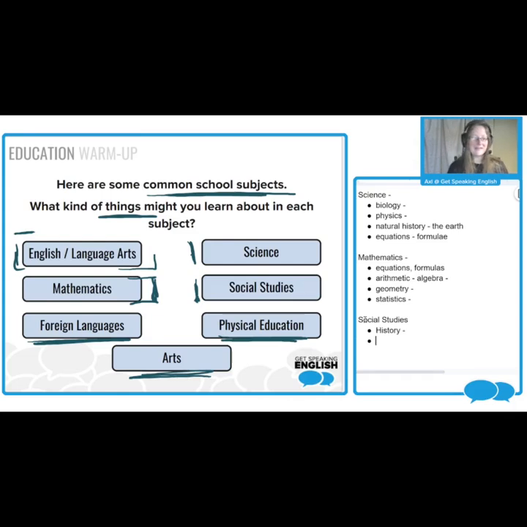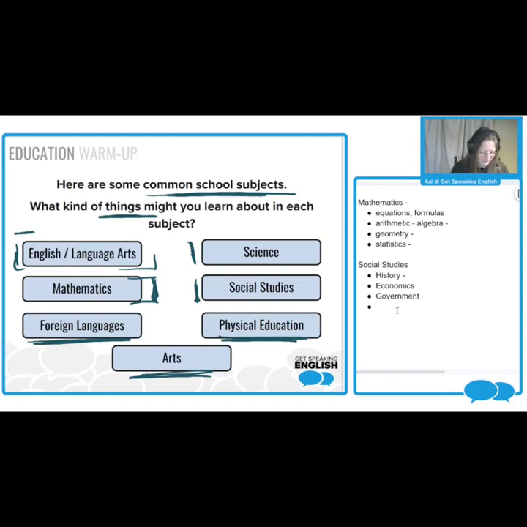Right, so history, maybe economics, right? Social studies, typically like the study of society and people, right? Government, right? That might come up. How governments work, for example. Or political science, for example. So about politicians, policy, things like that. Maybe also about economics, right? How economies function, right? So those might come up as well.